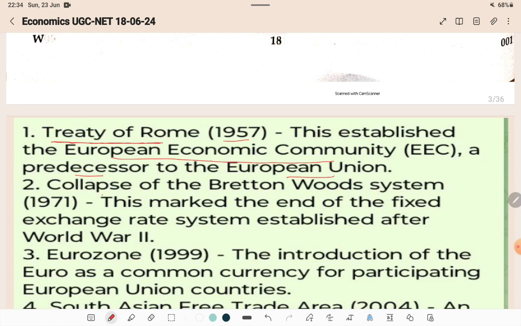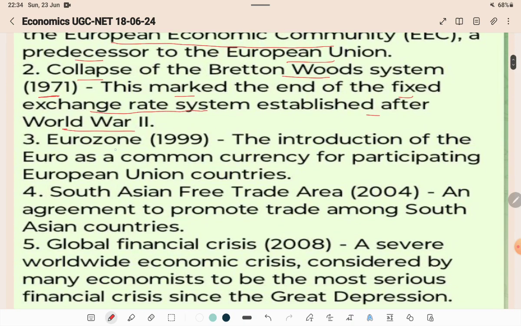Second was the collapse of the Bretton Woods system in 1971. This marked the end of the fixed exchange rate system established after World War II. And the third one was the Eurozone in 1999, the introduction of the euro as a common currency of participating European Union countries. And the fourth, South Asian Free Trade Area in 2004, an agreement to promote trade among South Asian countries.